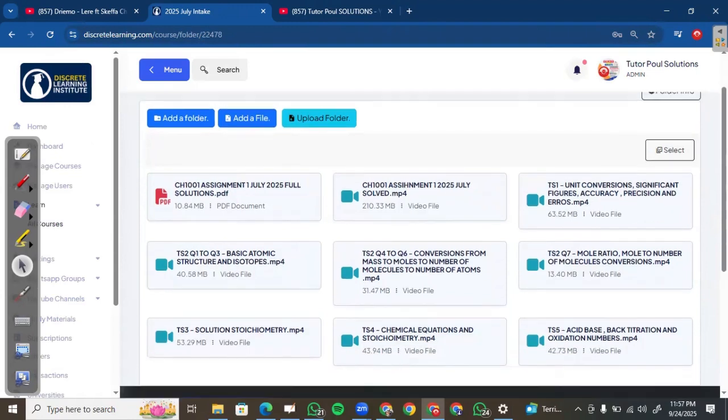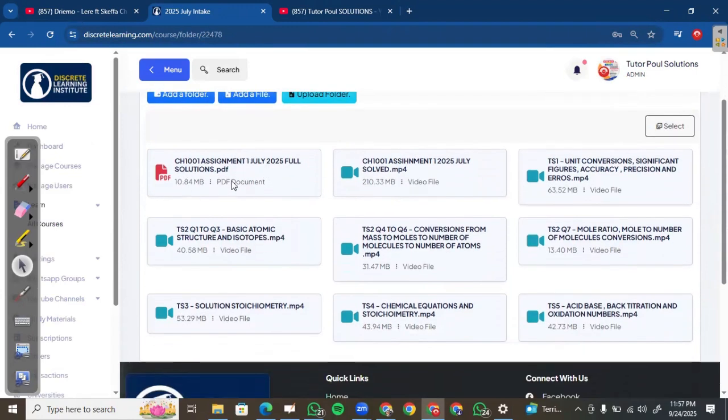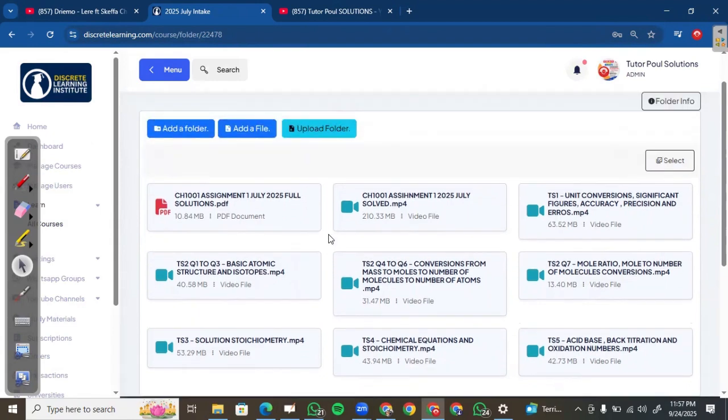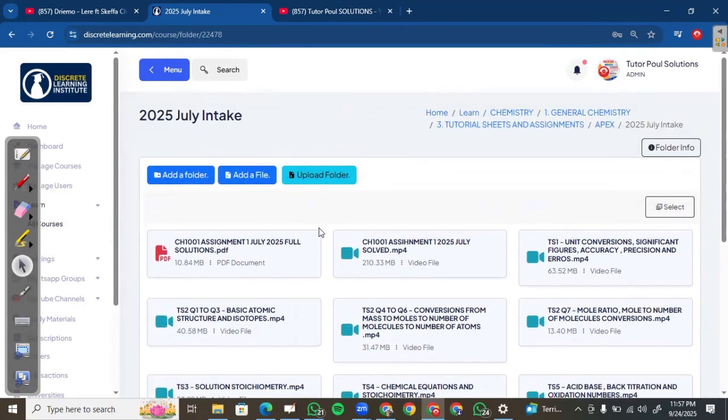You can see here, even the assignment was there. There's written solutions and video for the assignment. And then for the tutorial sheets, their videos. You can see from tutorial sheet 1 all the way to tutorial sheet 5. So tutorial sheet 6, which I know is going to be on atomic structure, we're also going to solve it and upload it here. So you can watch it anytime. These are the tutorial sheets for this semester.